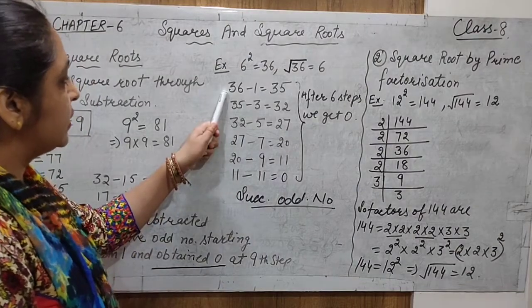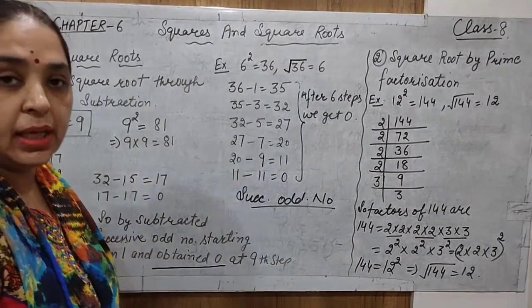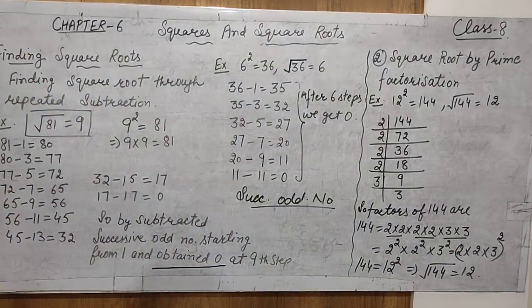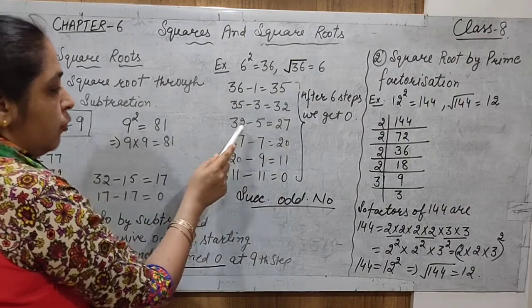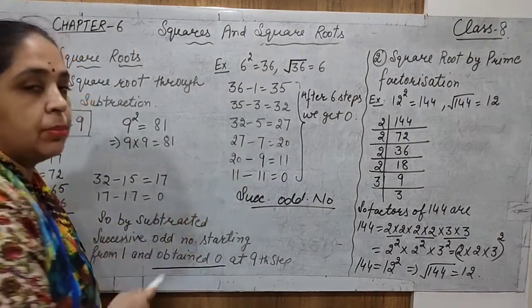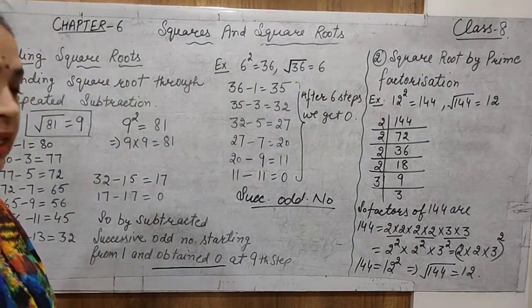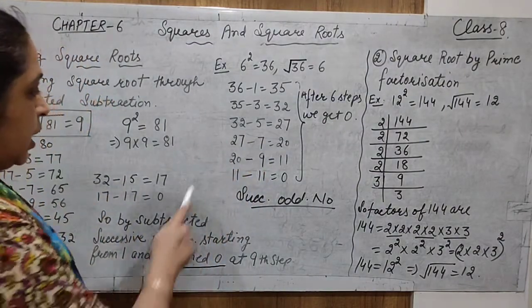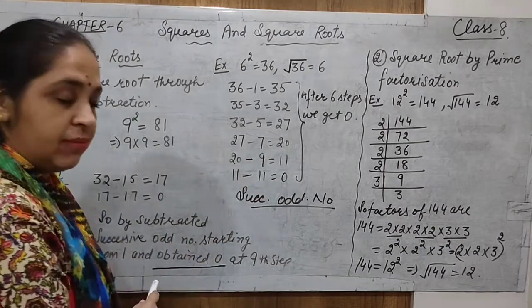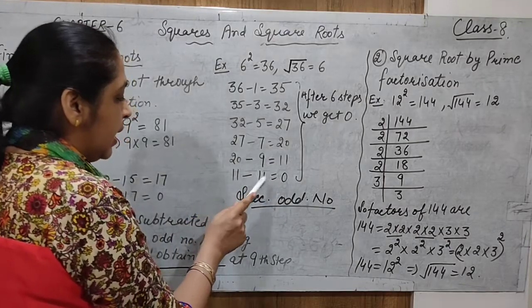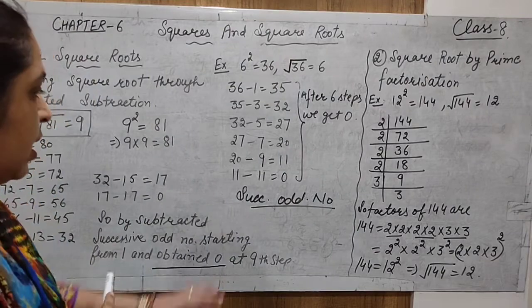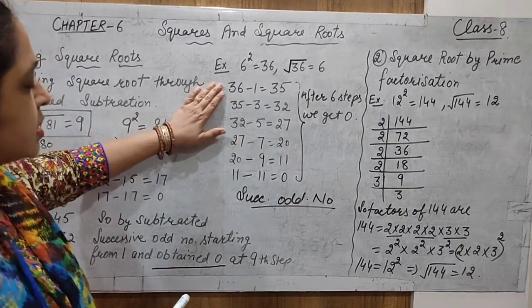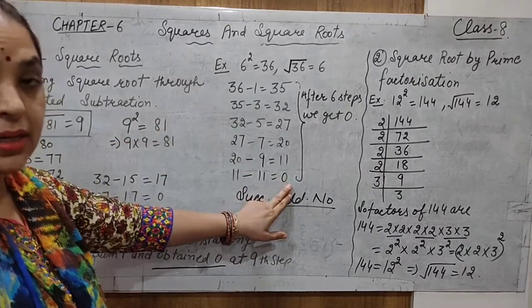From 36 subtract 1, we get 35. 35 minus 3, because the next odd number is 3, gives 32. From 32 subtract the next odd number, 5. We get 27. 27 minus 7 we get 20. 20 minus 9 we get 11. And from 11 the next odd number is again 11. The answer is 0. So we start from 36 and end at 0.